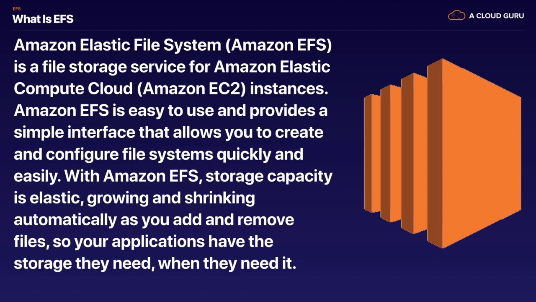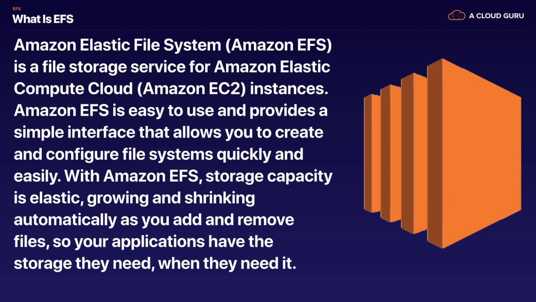So EFS is an easy to use service and provides a simple interface that allows you to create and configure file systems quickly and easily. And with EFS, storage capacity is elastic, growing and shrinking automatically as you add and remove files, so your applications have the storage they need when they need it. So it is actually really cool. Basically, if you provision an EFS instance, it will just grow automatically. So you could put like a 1 terabyte file on there, and then add another terabyte. You don't need to pre-provision storage like you do with EBS. So EFS is great for basically file servers. It's a great way to share files between different EC2 instances.